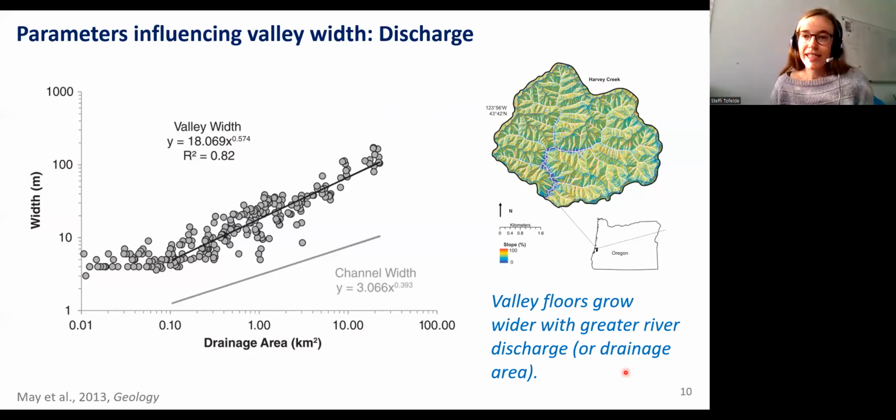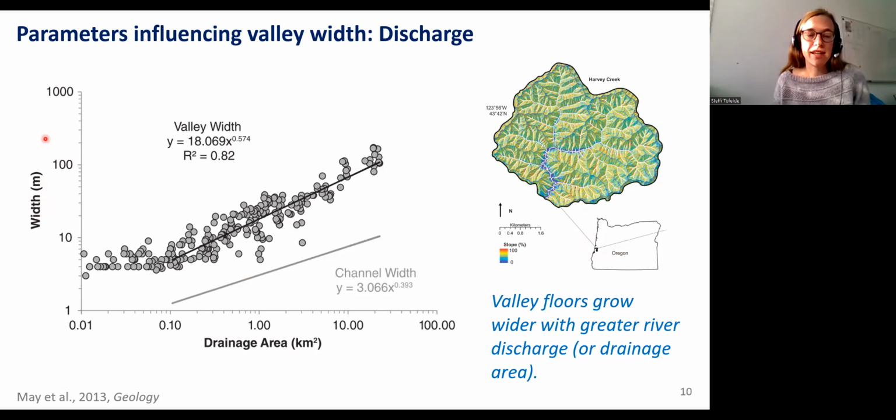So I'm going to start by looking at several parameters that have been shown to play a role when it comes to the control of valley floor width. And this here is a study that was performed by May et al. They measured the width of valley floor in Harvey Creek. It's a little catchment in the Oregon Coast Range in the Western United States. And what they have observed is basically a typical pattern that has been observed in many other places as well.